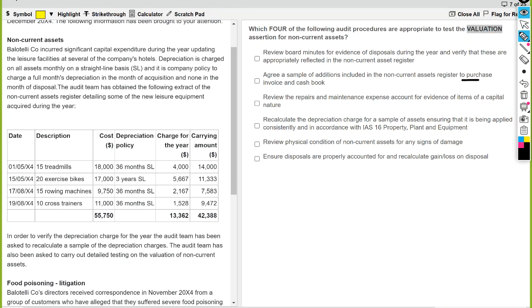Agree a sample of additions included in the non-current asset register to the purchase invoice. When you check it to the purchase invoice, you are checking the valuation, right? So this is correct.